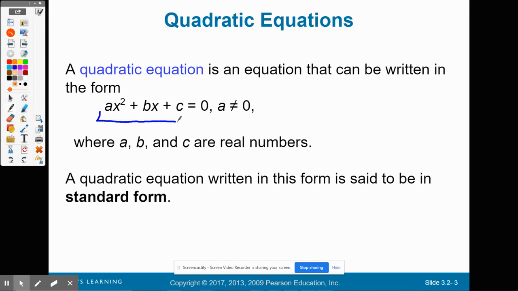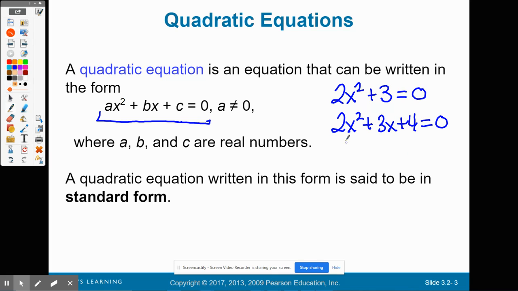The reason that it says that a cannot equal 0 is because if a was 0, you would just have bx plus c, and that is a line. So the x squared is required. Now that could look like 2x squared plus 3 equals 0. It could look like 2x squared plus 3x plus 4 equals 0. It could look like 2x squared plus 3x equals 0. So b or c could be 0, just not a.